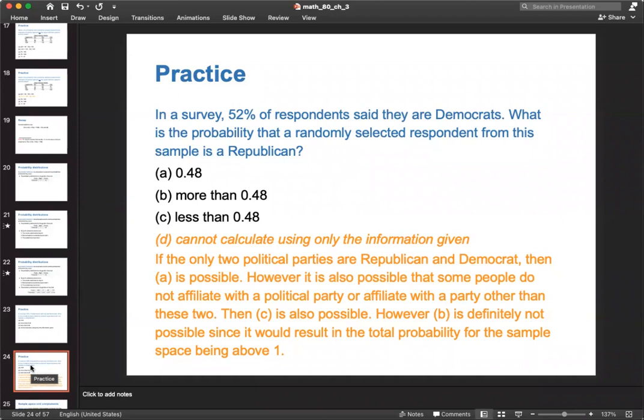Some people might not be affiliated with any political party, or they may be affiliated with a party that's different from these 2, like an independent party, Green Party, etc. If that's the case, then C can be possible. However, B is definitely not possible, because then our total probability would be greater than 1. If it's more than 0.48, then 0.52 plus something bigger than 0.48 would exceed 1, and that's going to break one of the rules of this type of probability distribution.